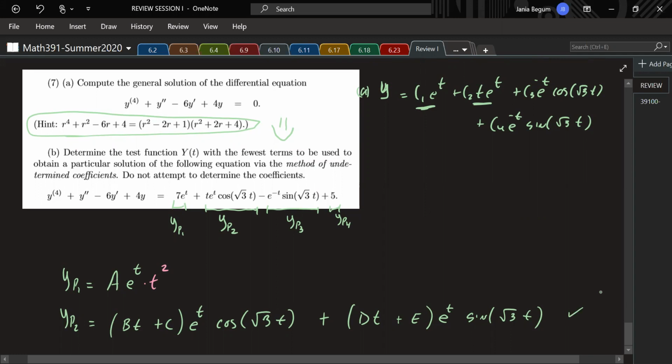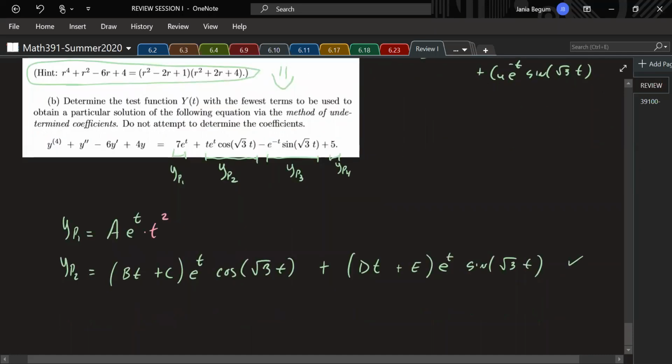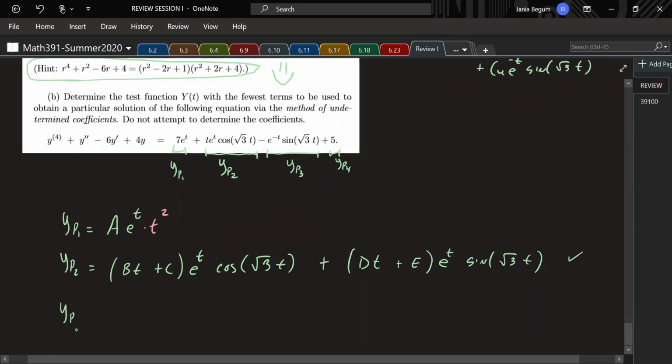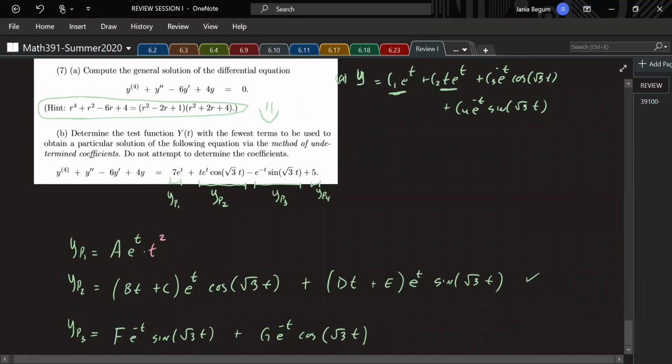Let's go to the next one. We have the exponential of negative t and then sine of square root of 3t, so we need sine and cosine with that. So yp3 is going to be F e to the negative t sine of square root of 3t plus G e to the negative t cosine of square root of 3t. Okay, now let's look at it. Do we need to modify this one? Yes. So how do we modify this?